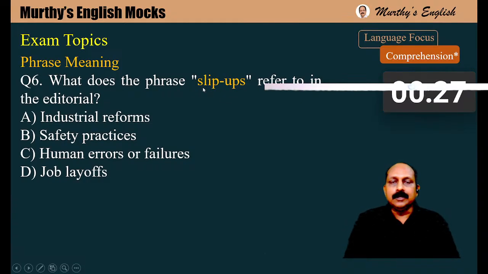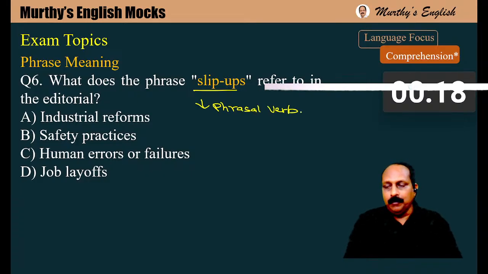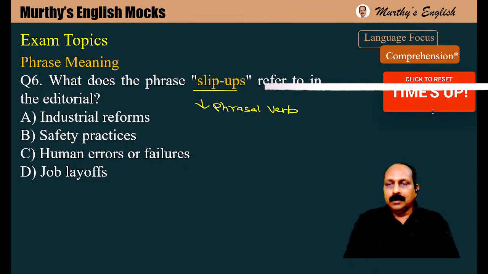What does the phrase slip ups refer to in the editorial? It is a phrasal verb rather than a phrase. Industrial reforms, safety practices, human errors or failures, job layoffs. 30 seconds, a lot of time. Already a lot of students have answered. Now your time is up. Answer is human errors or failures.